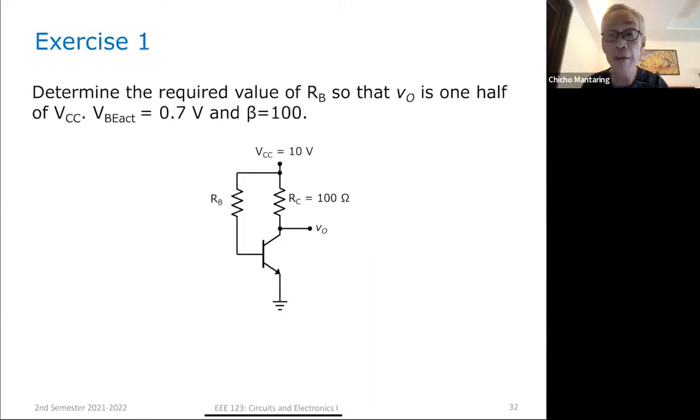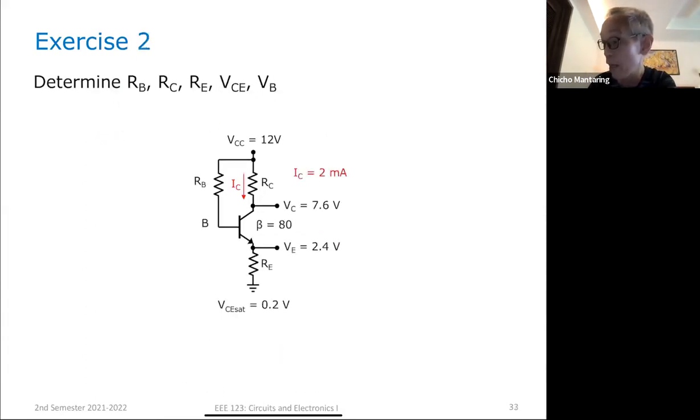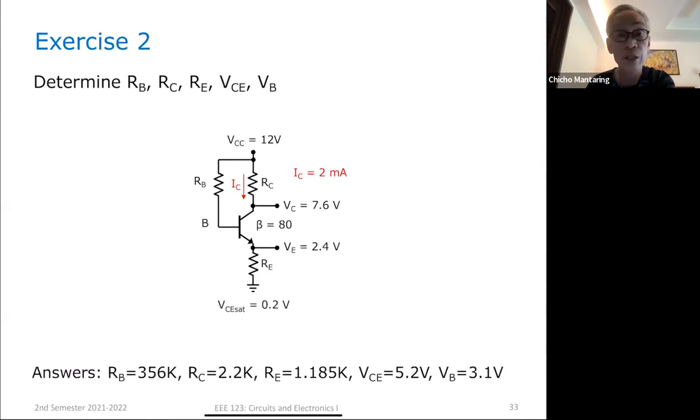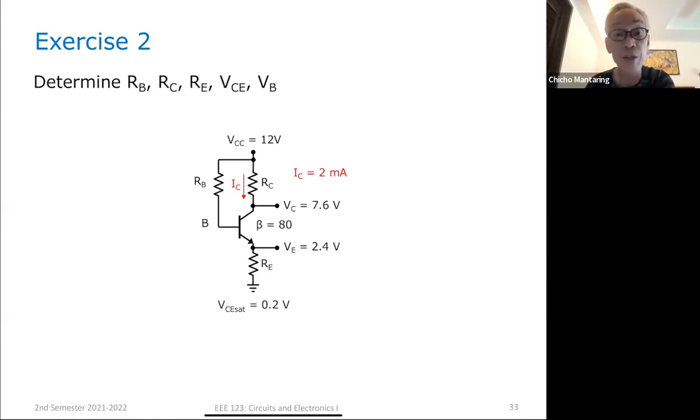In this particular slide deck I have some exercises for you to do. I don't want to go through them anymore. A lot of these are quite similar to the examples that I gave, so I just leave this for you to try on your own. The answers are here. For example, determine the required value of RB so that VO is 1/2 of VCC. VBE active is 0.7, beta equal to 100. The answers are all here. I have 4 exercises, so I leave you to try this out on your own.